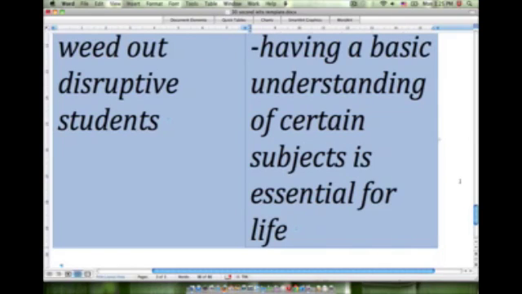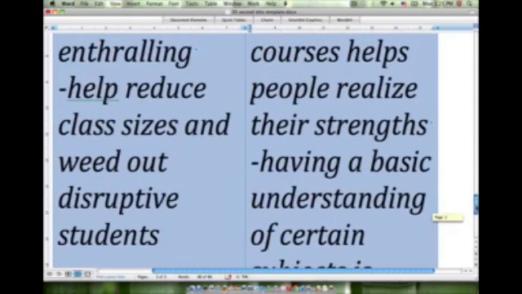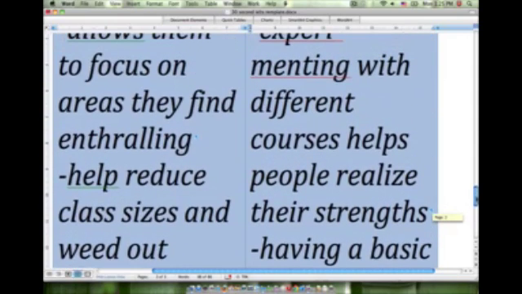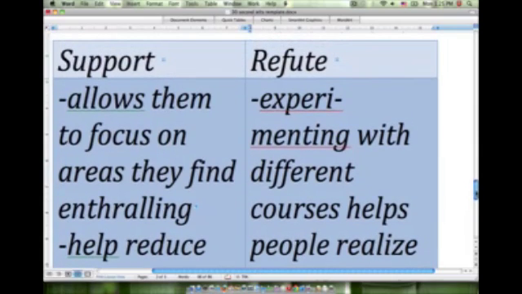Another subject could be language. Depending on what language you're studying in your home country, it's important to know how to read and write in some kind of language. So there we have it. We have a couple of points for support, a couple of points for refute.